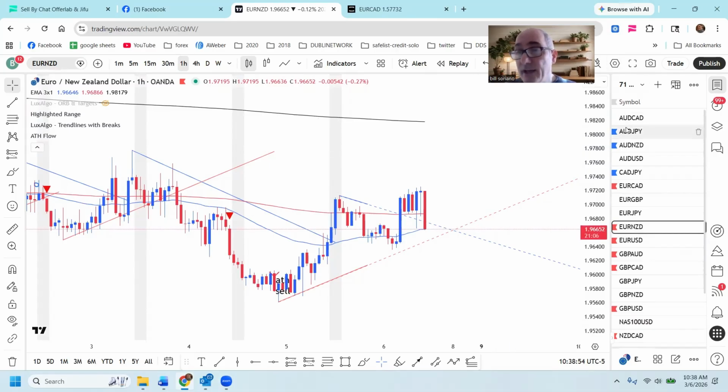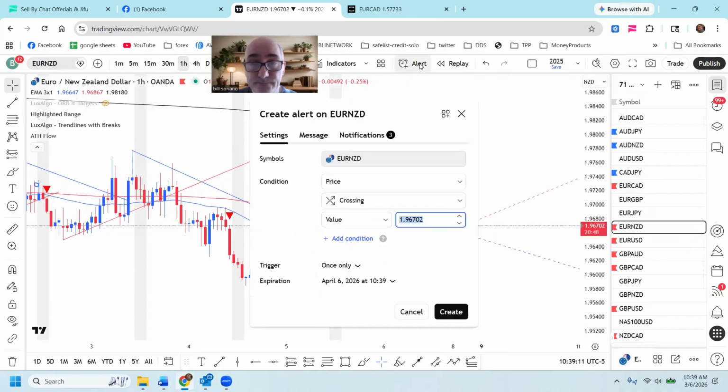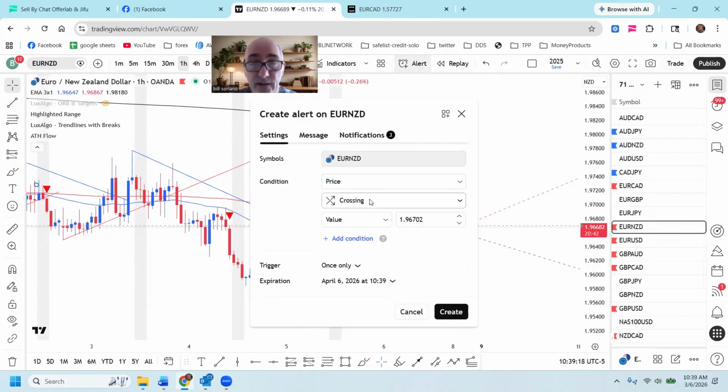Okay. So I only actually need to set alerts on the pairs that I'm going to trade today. Now I have alerts set for all of them because I'm just testing this out to make sure. But when you set your alert here, you just click on alert, right? Where it says price condition, you want to select your ATTH flow, right? You want it to be, let's see here.